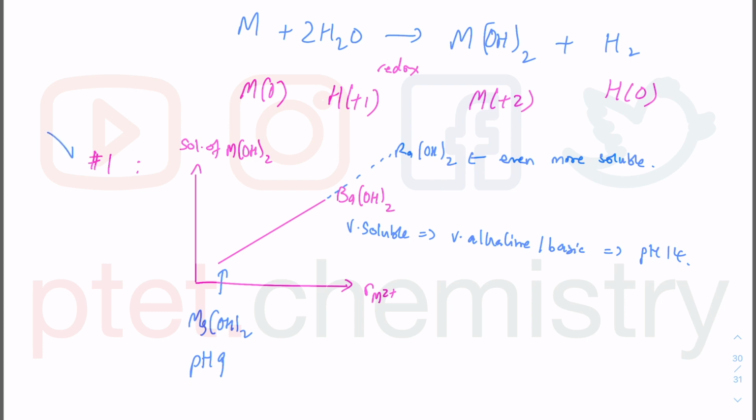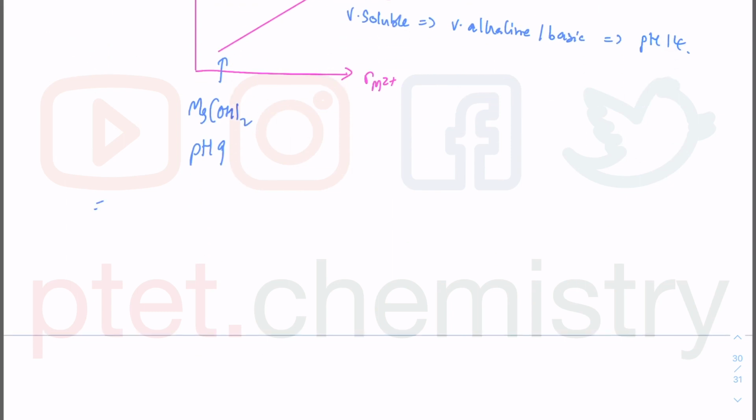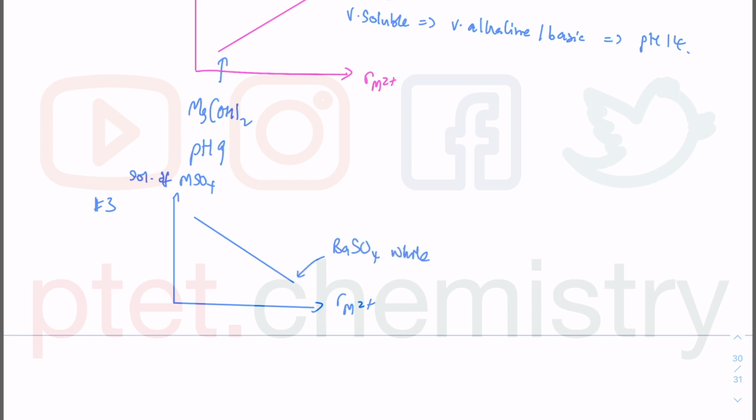Statement 1 is actually correct. In terms of statement 3, this is the solubility of group 2 sulfates. As we know, sulfate follows the opposite trend to the hydroxide. So you might have heard of what I am talking about: barium sulfate. Barium sulfate is this very insoluble white precipitate.